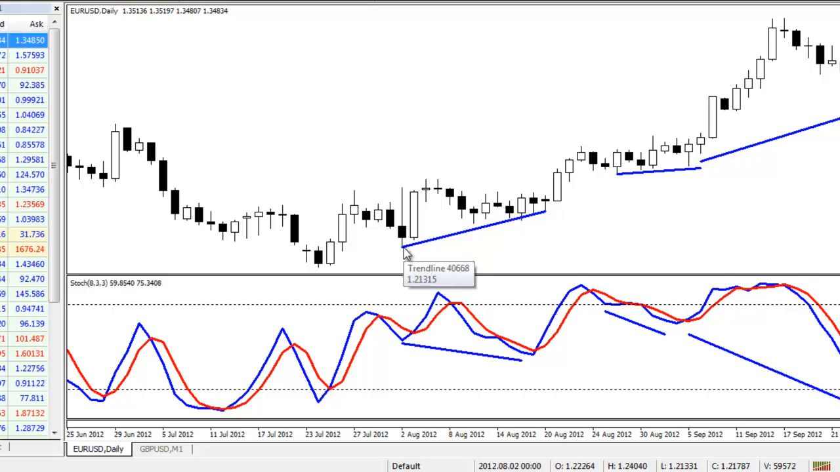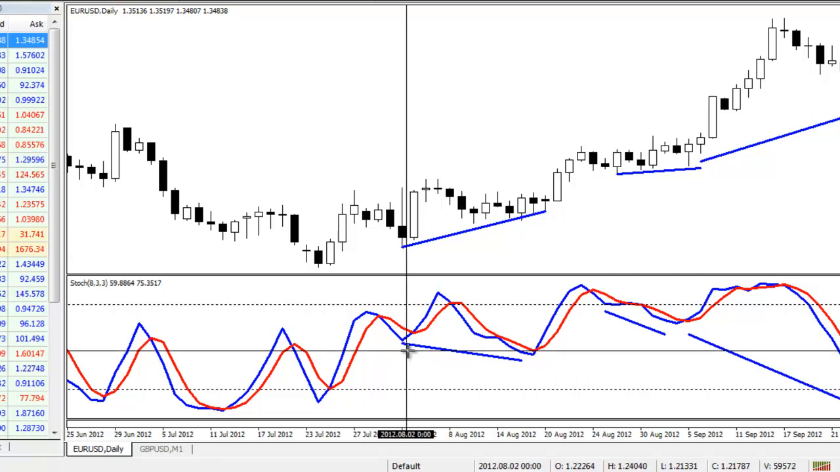We can see here we have a higher low in the price action, yet on the stochastics we have a lower low. Notice that we're looking at the %K, which is the blue line of the stochastics, the first line, to pinpoint this low point and the divergence.